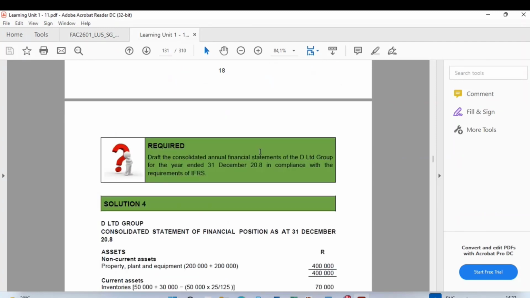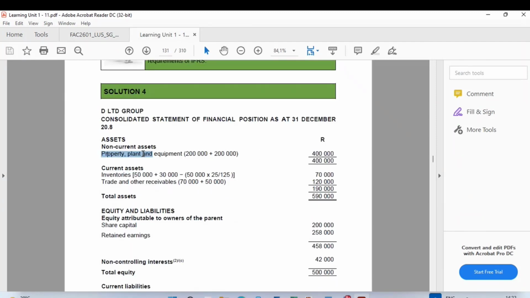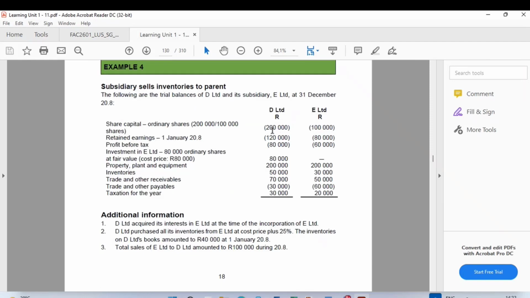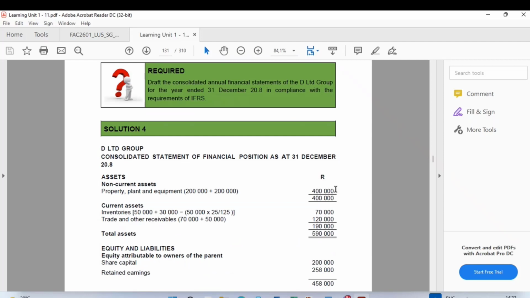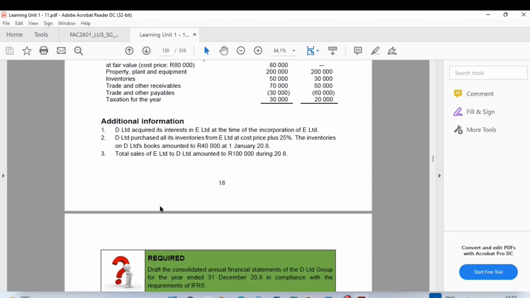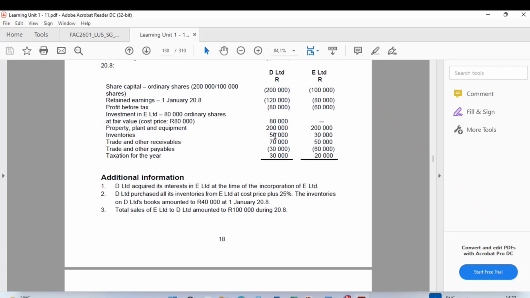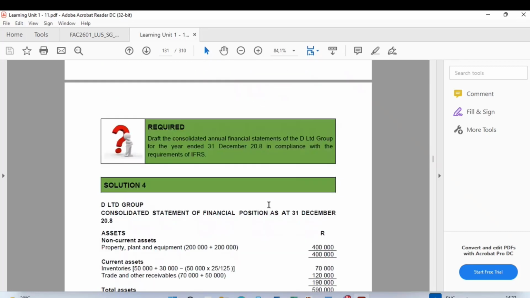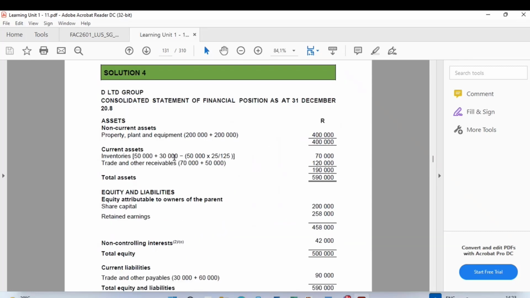So for the balance sheet section, we know this part is straightforward. It has 200 subsidiary, this 200, the subsidiary one, plus this one. They give us 400. We are happy, right? Yes, sir. Then the current asset, it will be the inventory, the 50,000 inventory, which is this one, plus the 30,000 inventory. We are happy so far here.